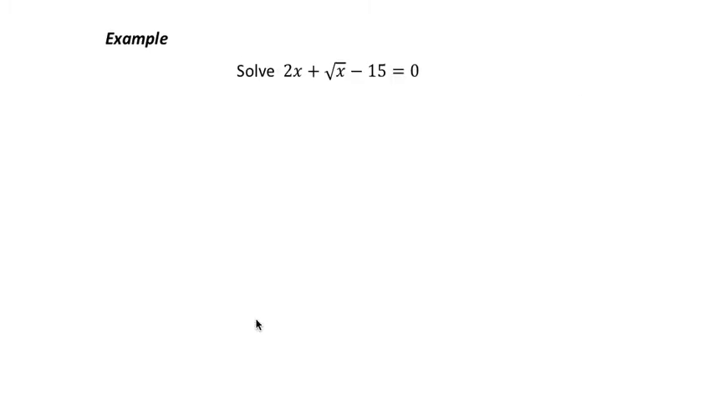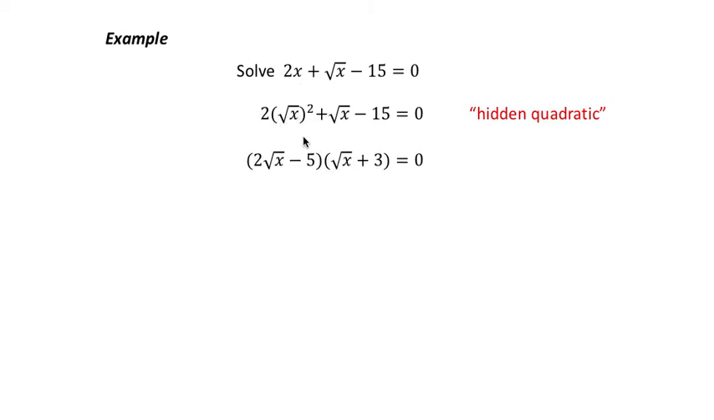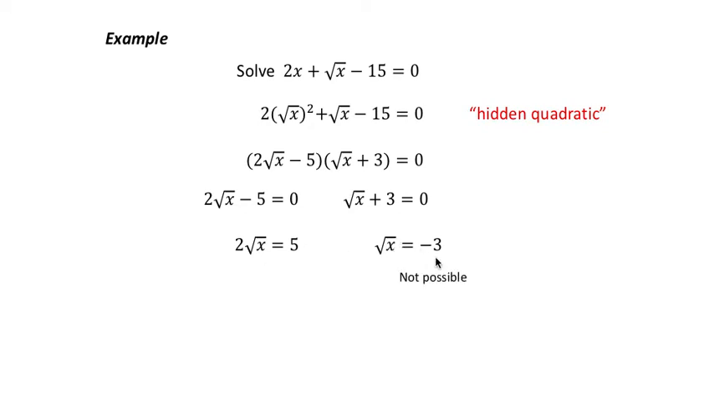Okay, this one is not a polynomial, but it's an interesting thing to look at just quickly. This also is a hidden quadratic. Look, the square root of x squared gives you x, so you can factor this just like you'd factor a normal quadratic. I skipped a few steps there, which gives us either of these two things equals 0. Now the square root of x can't be a negative number, so it has to be this answer. So x has got to be 5 on 2 squared, which is 6.25.